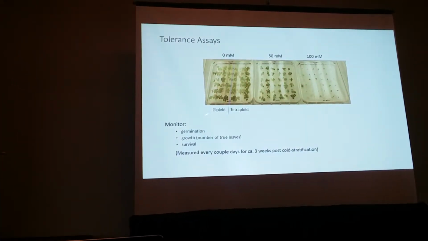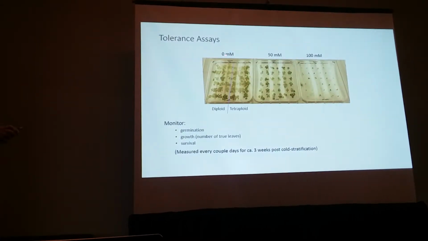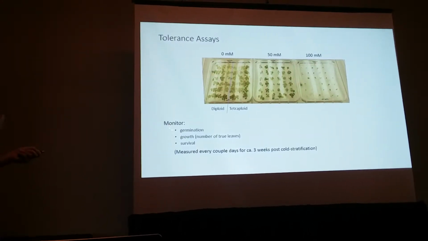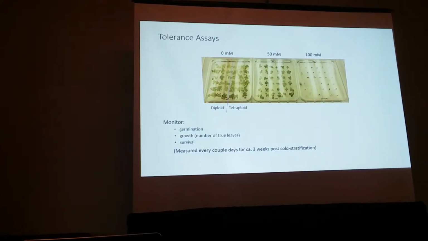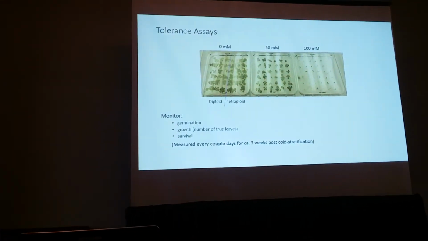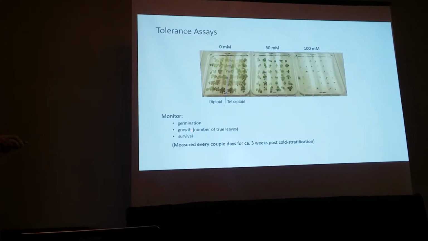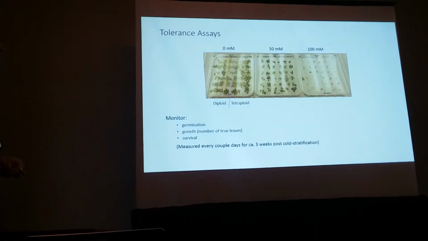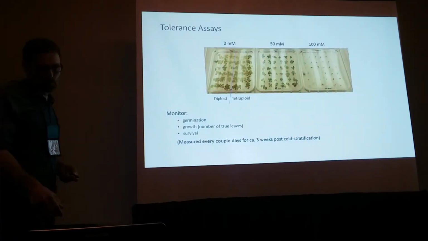So our general assay is to grow plants in petri dishes on MS media supplemented with various concentrations of salt, and then simply monitor various performance attributes: germination, growth, and survival over time. We plant both diploids and tetraploids on the same plate, about 30 of each, and then simply quantify these parameters every day or two over a 3-week period to get a sense of the relative salt tolerance between the ploidy levels.